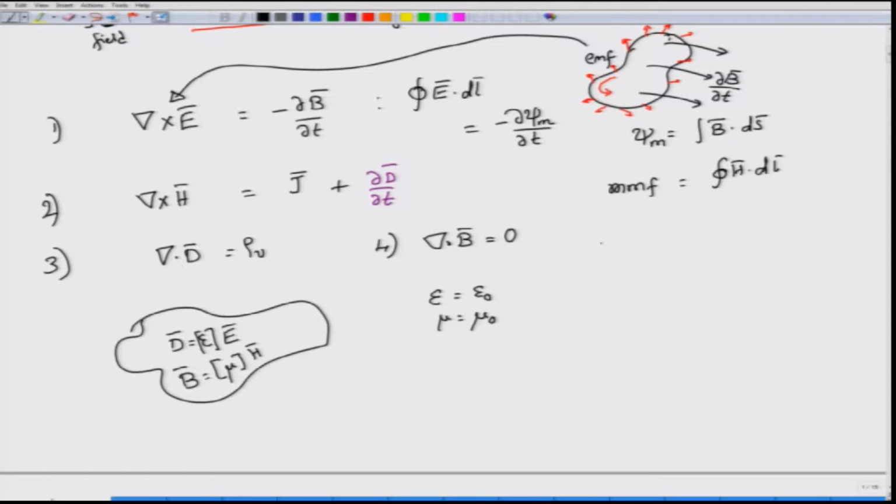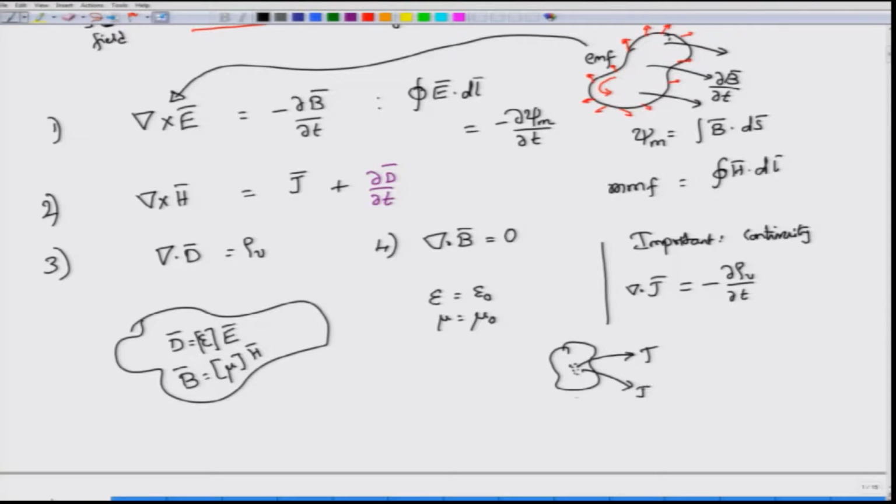Finally, there is also one important equation, called the continuity equation. This continuity equation relates the time rate of change of the charge density rho to the current density J. So, it means that if you consider a closed surface, and the amount of charge inside this surface is getting reduced, then obviously those charges must be coming out of the surface. If the charges come out of the surface, they would be constituting the current density J.